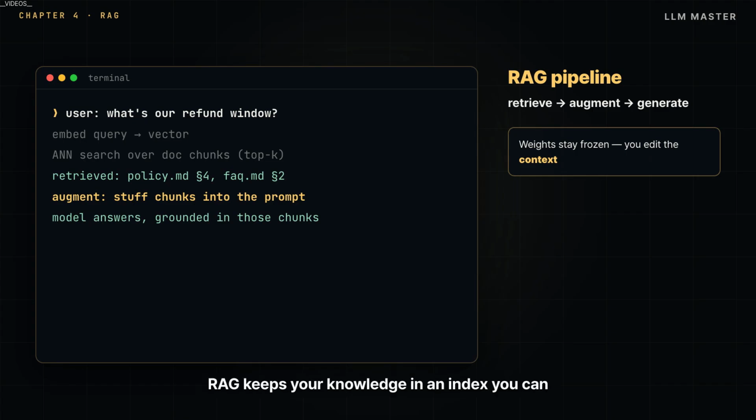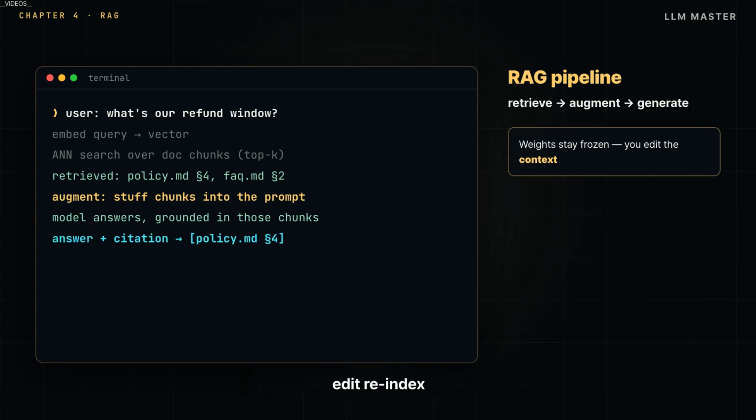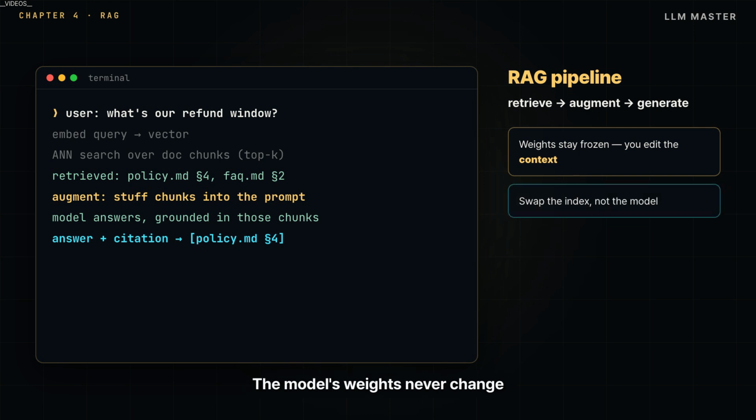RAG keeps your knowledge in an index you can edit, reindex, or swap in seconds, and it gives you citations, so a human can verify the source. The model's weights never change. You're not teaching it new facts. You're handing it the right page at the right moment.